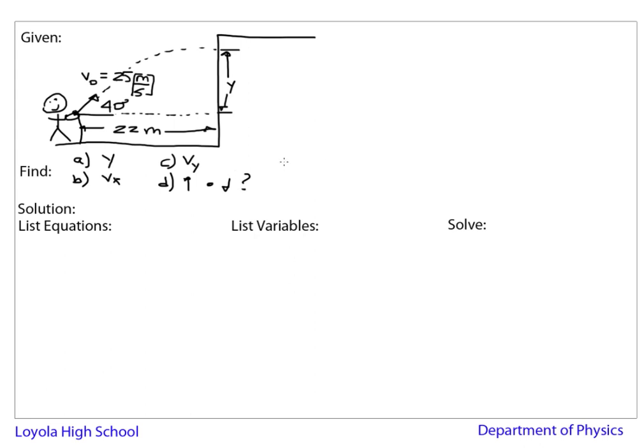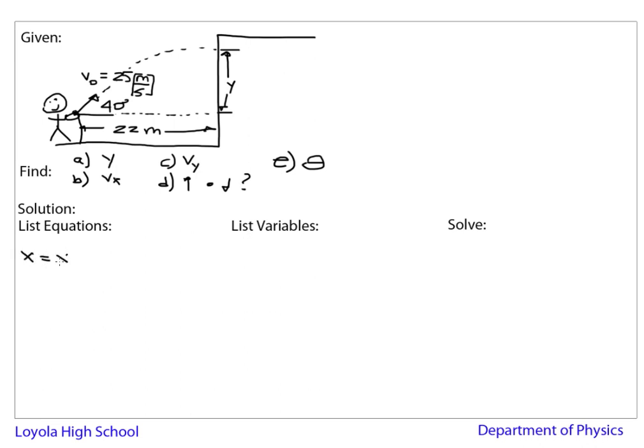Okay, and one of the things I'll address here is sometimes they ask for what angle does it hit the wall with, or does it hit the ground with, which we'll talk about. So the solution for the kinematics model is 3 steps: list the equations, list variables, and solve. So I'm going to list all of my equations.